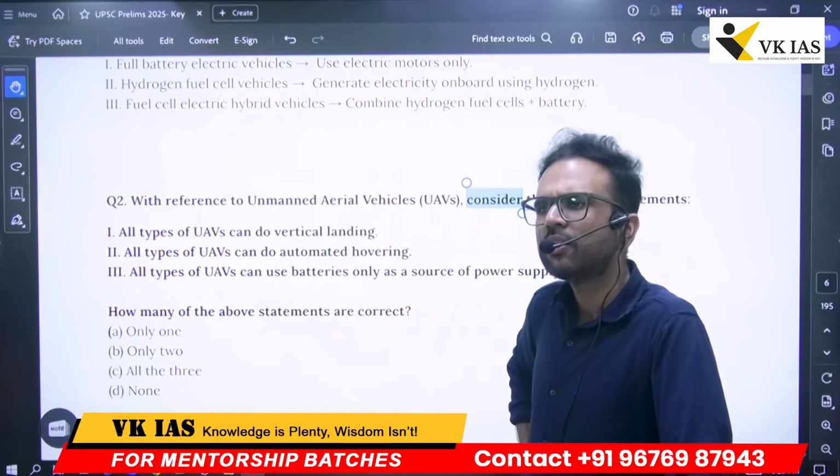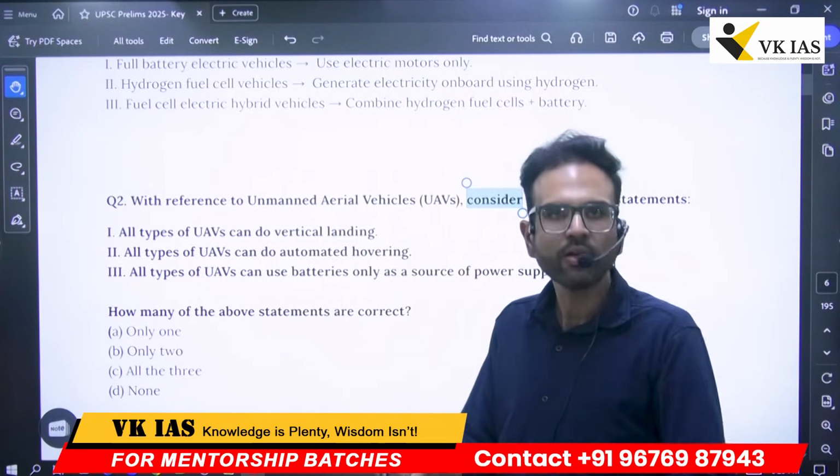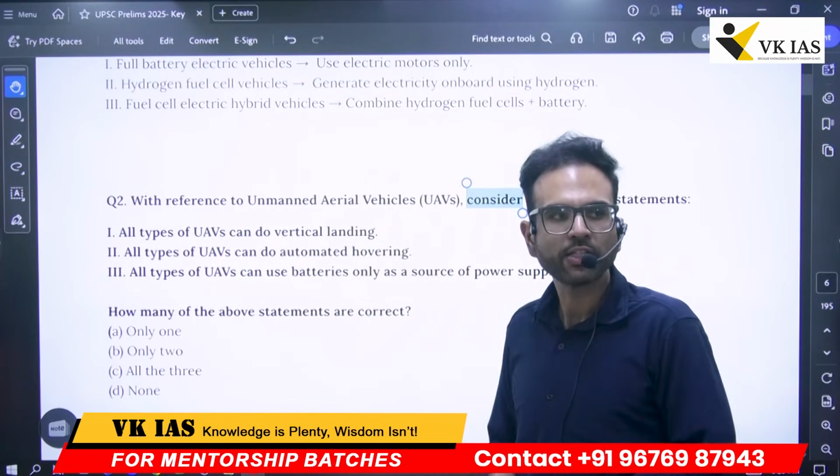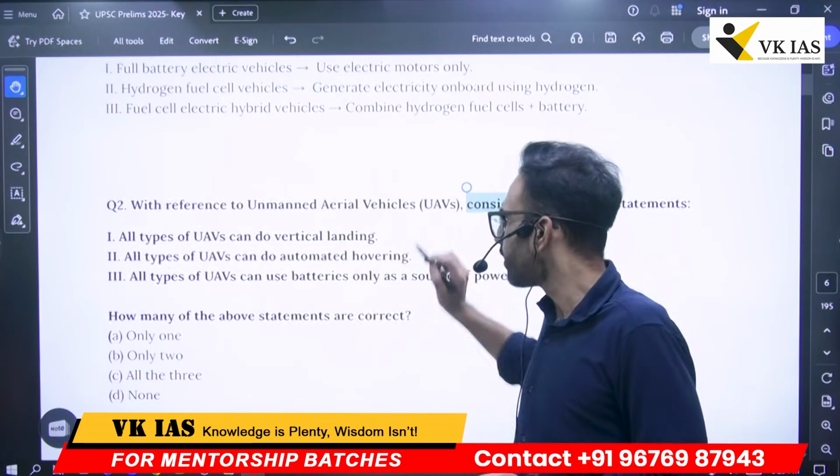Why will I make it? I want to give an option. If I am a good UAV pilot, I will do it myself. Why should I automate everything? So it's unlikely that this is correct.